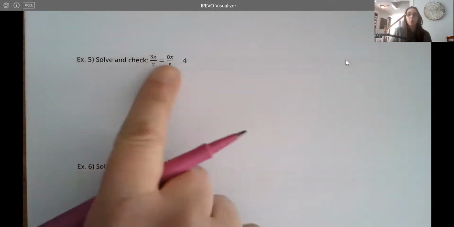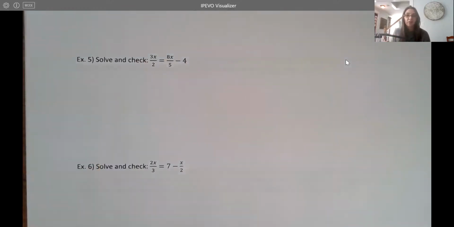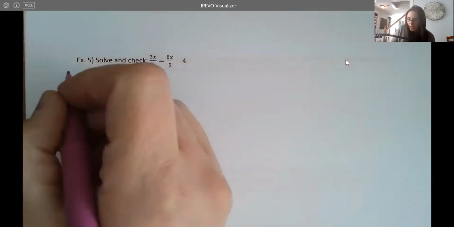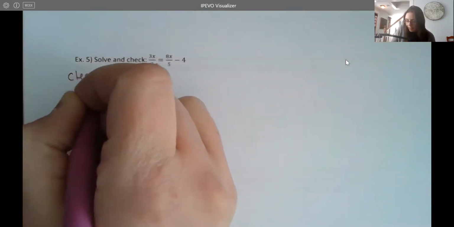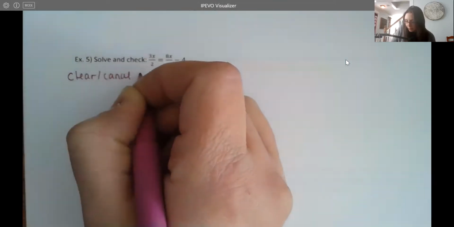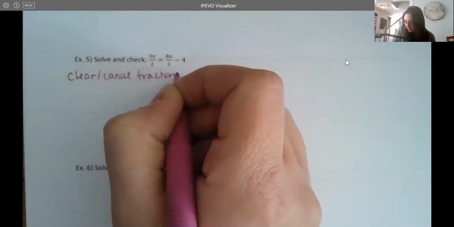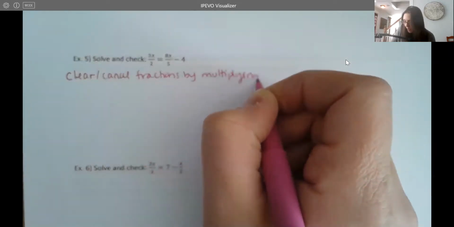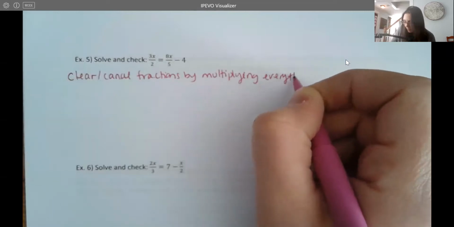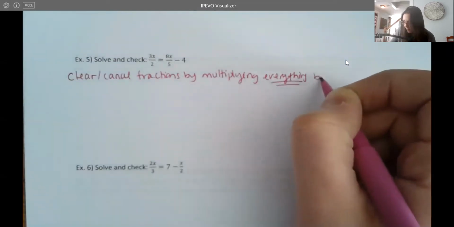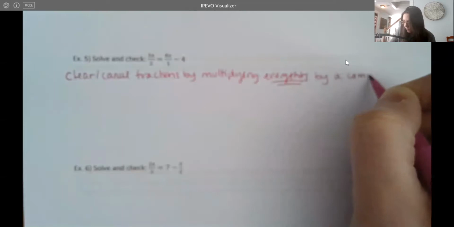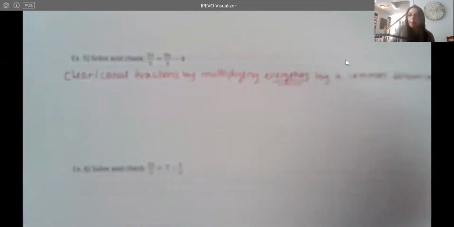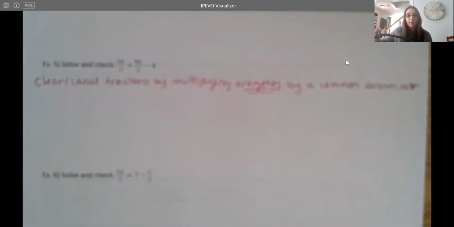Now, first of all, I'll say I have no parentheses. If I had parentheses, I still like to do that first. I think that's the easiest thing to do. But if I have fractions, I'm going to clear it out. And we can clear or cancel fractions by multiplying everything by a common denominator.